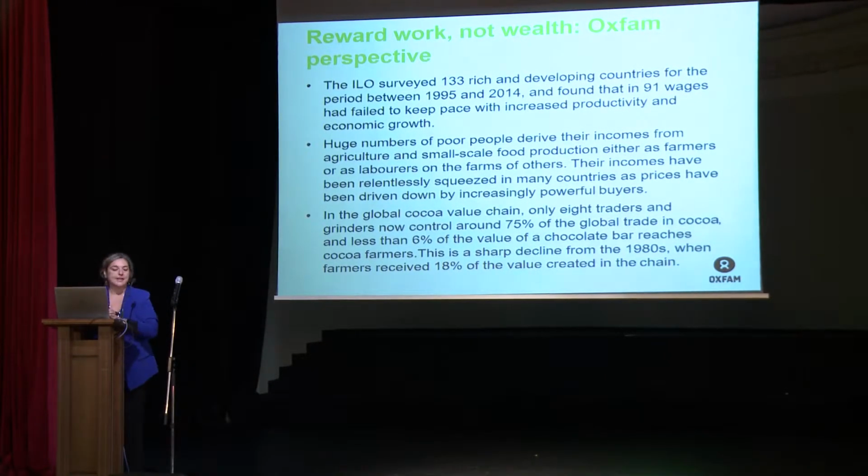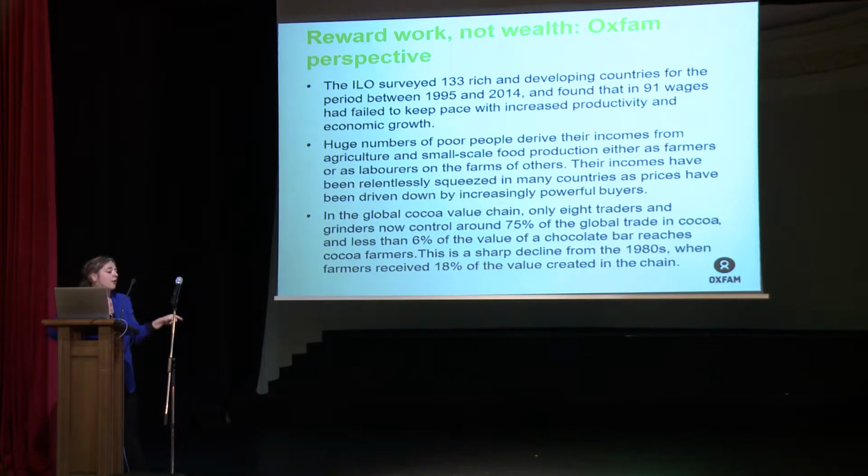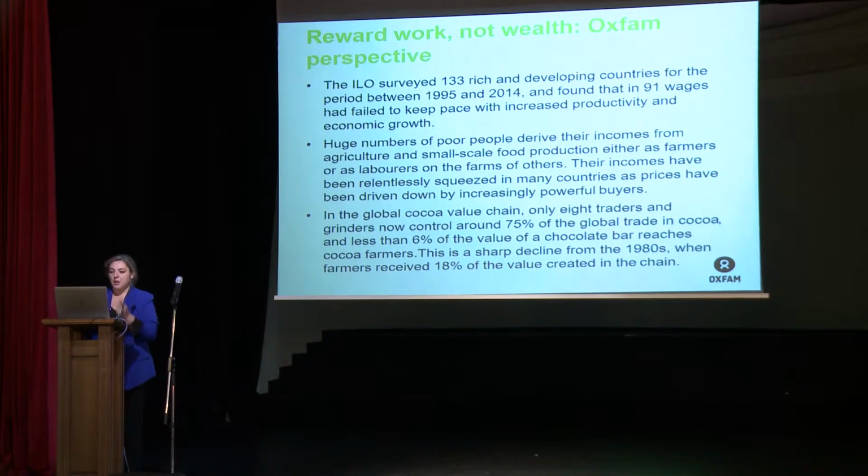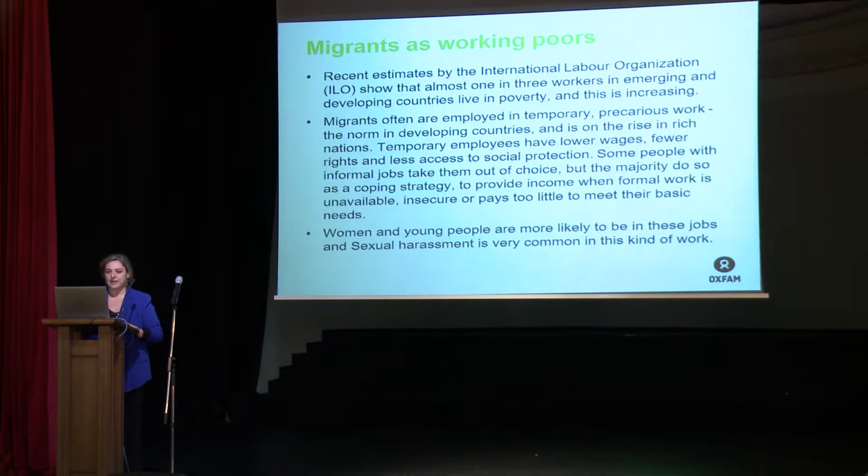And here you can find an example taken from the food supply chain of cocoa, where less than 6% of the value of a chocolate bar actually reaches the cocoa farmer. And this is a sharp decline from the 80s, when farmers were receiving 18% of the value created in the chain. So I just put here this example to show that the decline in the share of value that goes to the workers is a cross-cutting issue across our society.